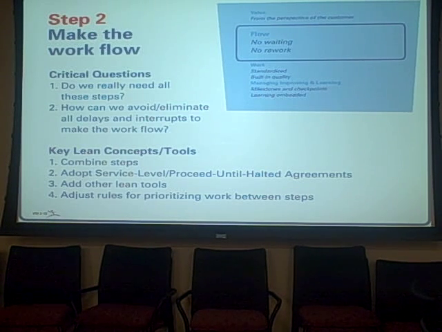Number 3 refers to adding other lean tools. This is your opportunity to go into your toolbox and think about other lean tools that you might be able to apply to the process. And then number 4, adjusting rules for prioritizing work between steps. So again, thinking about how we prioritize the work that we're feeding others.